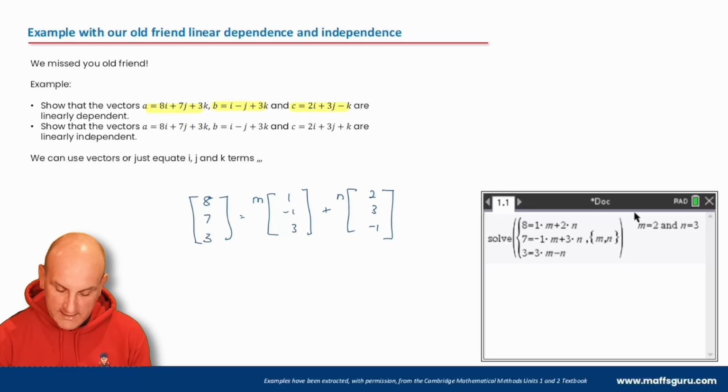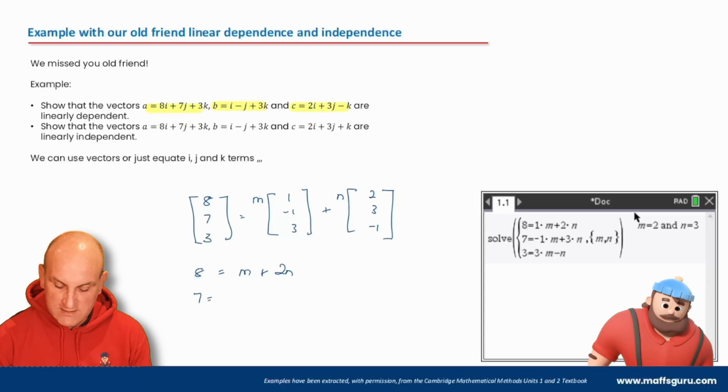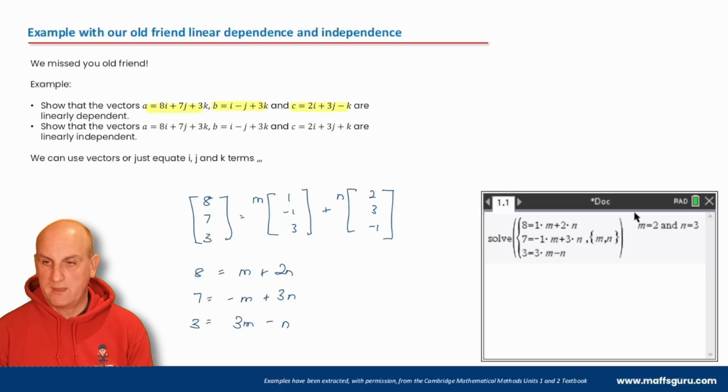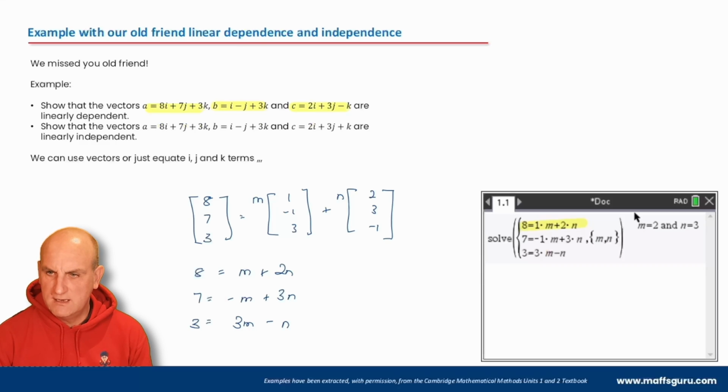Now, when you write those out longhand, you get 8 is equal to m plus 2n. You get 7 is equal to minus m plus 3n. And you get 3 is equal to 3m, not plus, minus n. And you'll notice that those are the equations I've got here. So 8 is equal to m plus 2n. 7 is equal to minus m plus 3n. And whatever else.